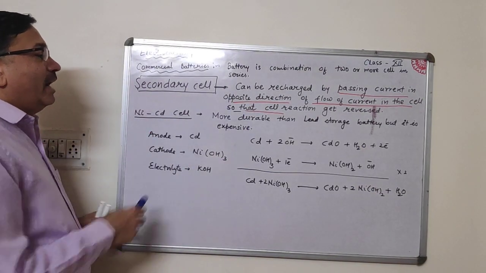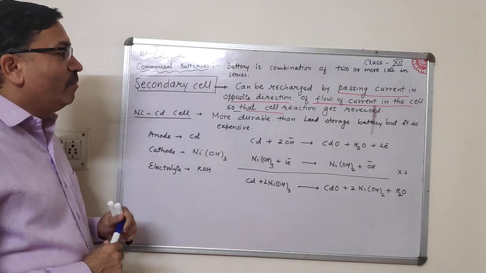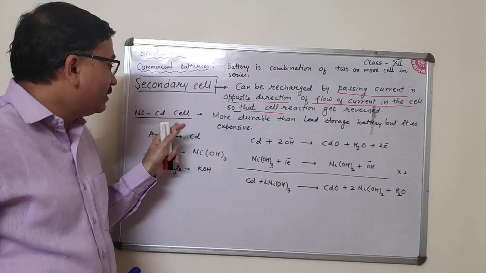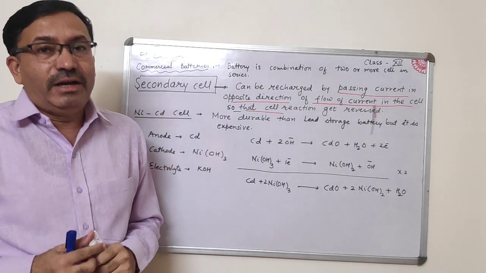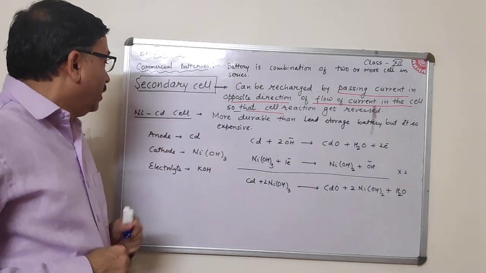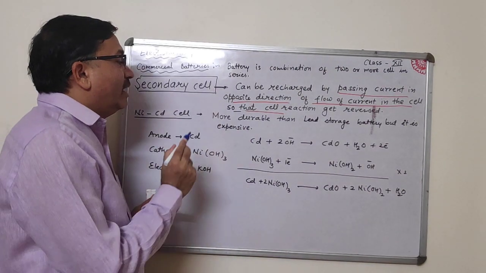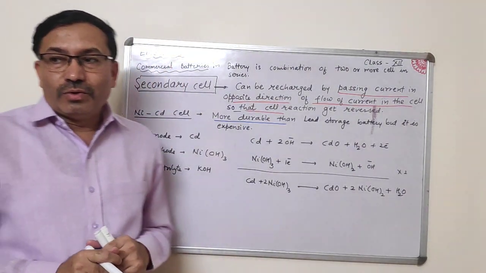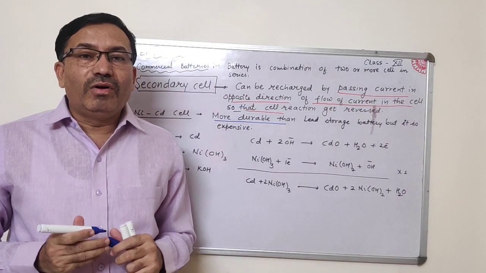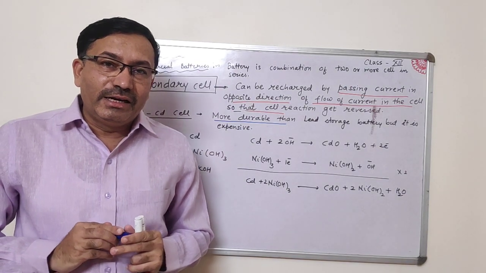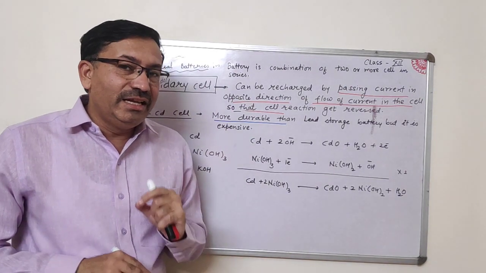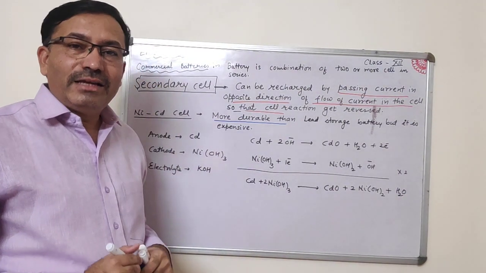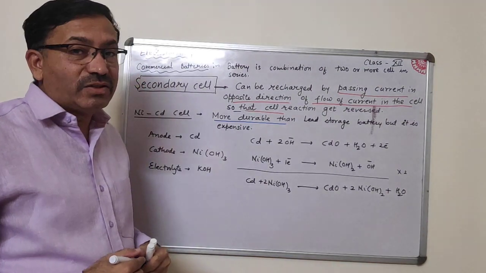So in the nickel cadmium cell, we have one advantage and one disadvantage. That's why this nickel cadmium cell is less common. Lead storage battery is very common. In the nickel cadmium cell, we can say it is more durable than the lead storage battery, right? So if you compare the durability of the lead storage battery and the nickel cadmium cell, NiCad cell, NiCd, the NiCad cell is more durable, but it is expensive. NiCad cell is expensive. Okay, that's why it is very less common.